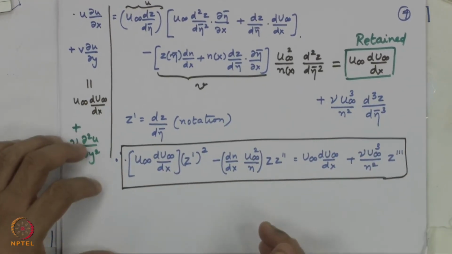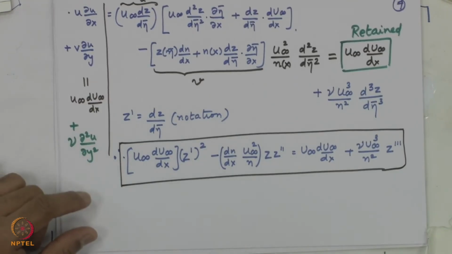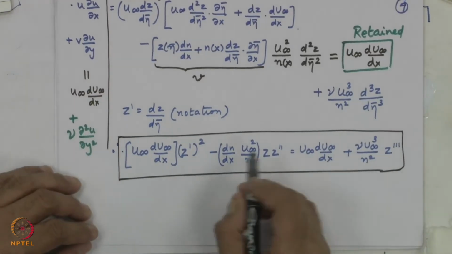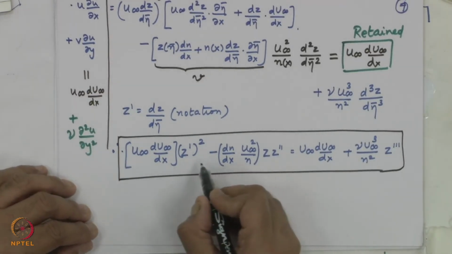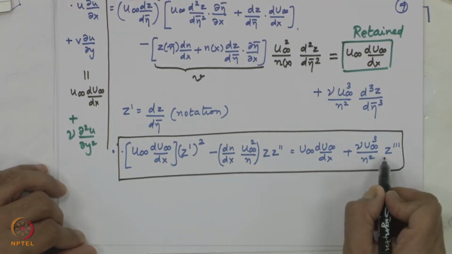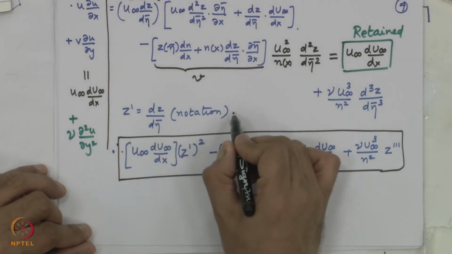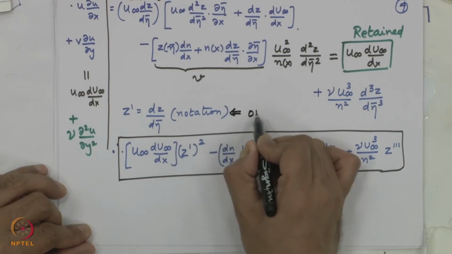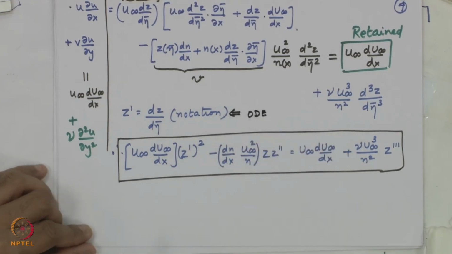What is the big deal now? This has now become an ordinary differential equation. In z, we have z prime, z, z double prime, z triple prime. What is this? This is only a function of eta. This is an ordinary differential equation.